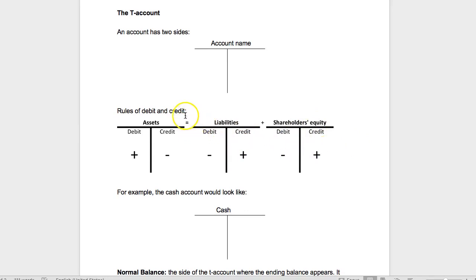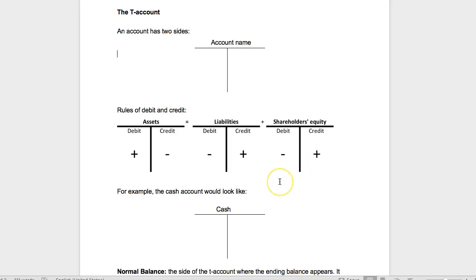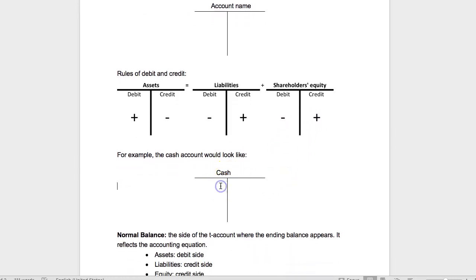How can you remember this? Look at the accounting equation. We've got this equal sign here. Assets are on one side, liabilities and equity are on the other side. Assets are on the left side of the equation, so increases are on the left side of the T account. Liabilities and equity are on the right side of the equation, and increases are on the right side of the T account.